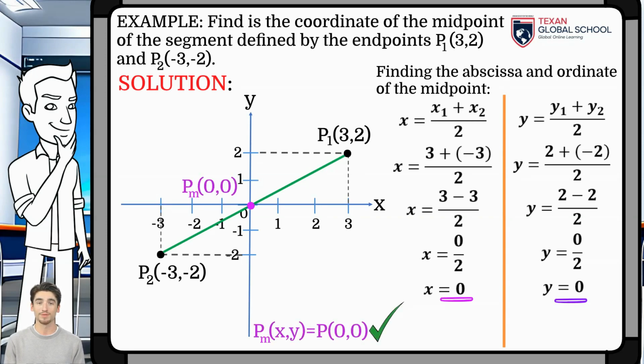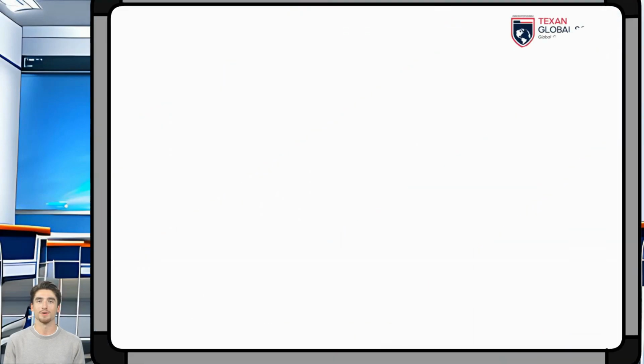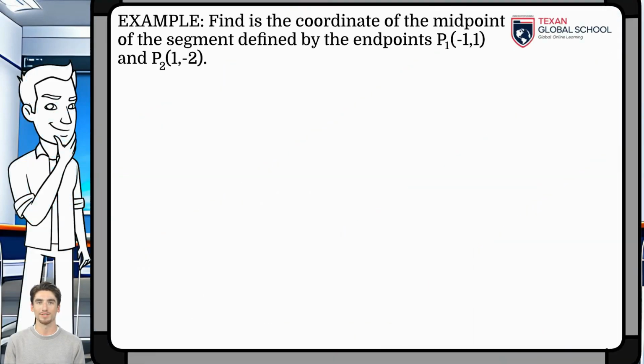By graphing the point, we can see that it divides the line in half, in this case, at the origin. In this other example, find the midpoint that divides the line defined by the endpoints P1 with coordinates (-1, 1), and the point P2 with coordinates (1, -2). First, plot the points on the plane.